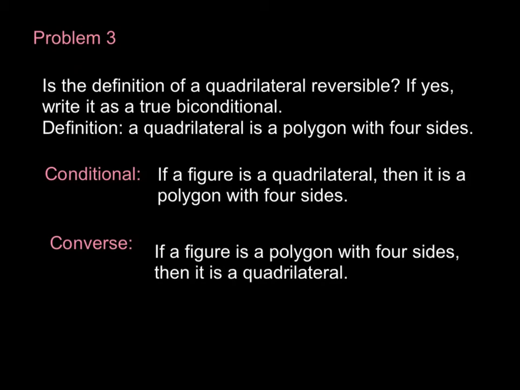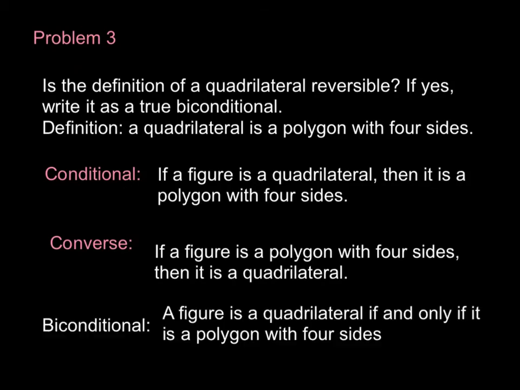Is that true? Yes. The conditional and its converse are both true. So because it's both true, we're going to write a conditional and its converse as a true biconditional. Our biconditional would state, a figure is a quadrilateral if and only if it is a polygon with 4 sides. And that would be our true biconditional.